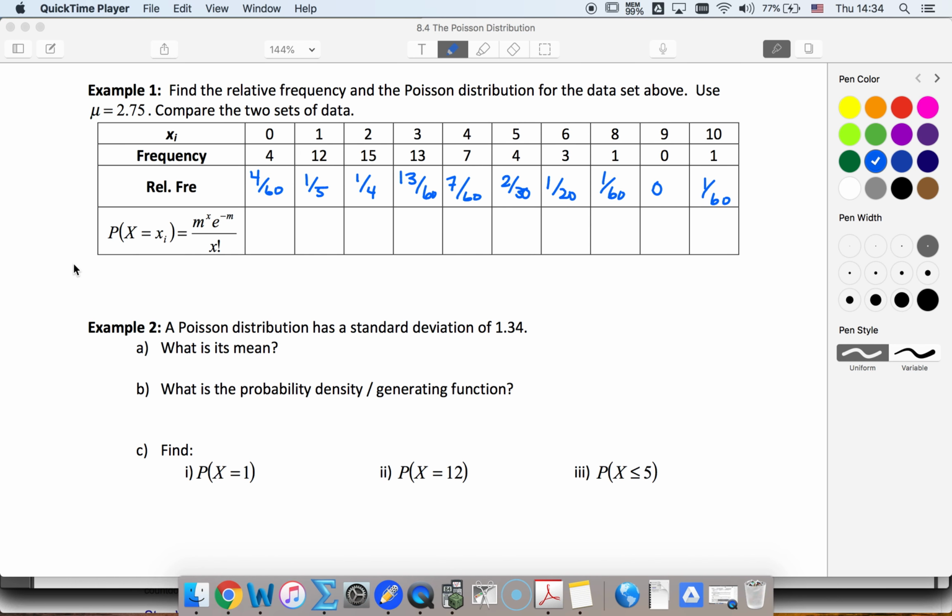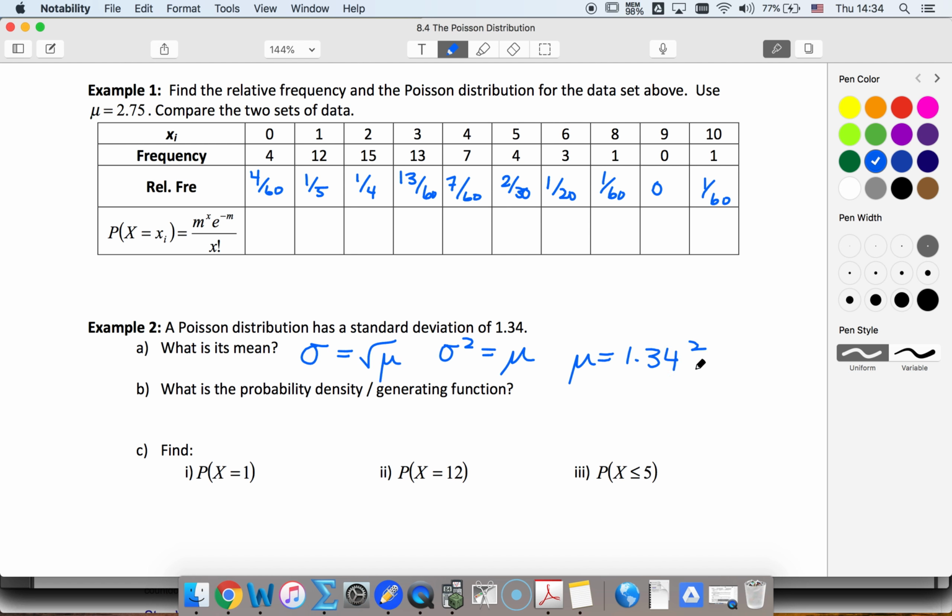All right, if we're told a Poisson distribution has a standard deviation of 1.34, well, I know standard deviation is equal to the square root of the mean. Therefore, standard deviation squared is going to give me my mean. So my mean is going to be equal to 1.34 squared.